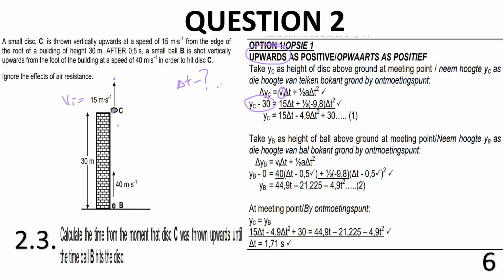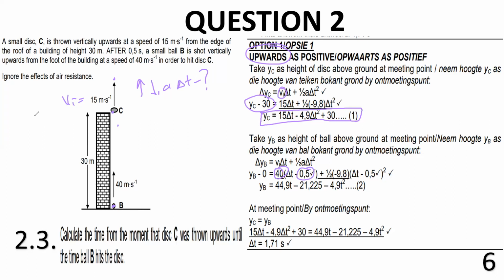Acceleration is negative because you said up is positive, acceleration is going down, so acceleration is minus 9.8. If you write this equation, for the first one you have two unknowns, position for C and then delta t. For the second one, you are busy with B minus 0, because it starts from initial, yb minus 0, and the initial velocity is positive 40, because it's going up, as you see. And then time is delta t minus 0.5.